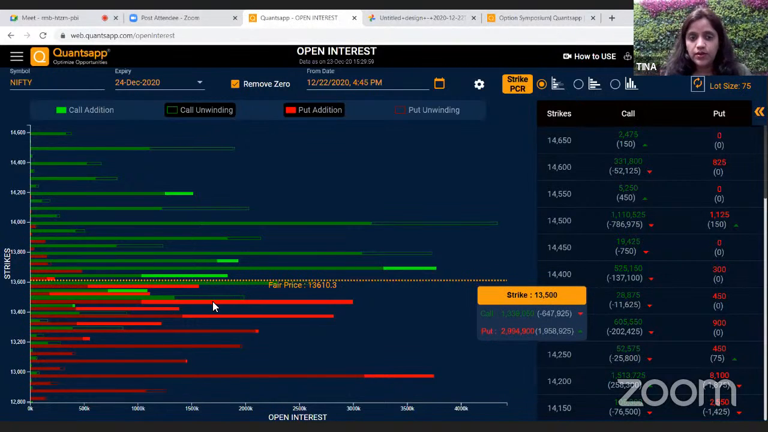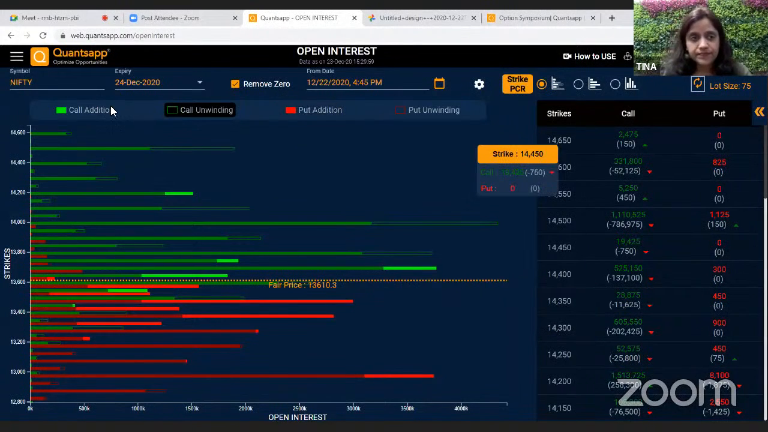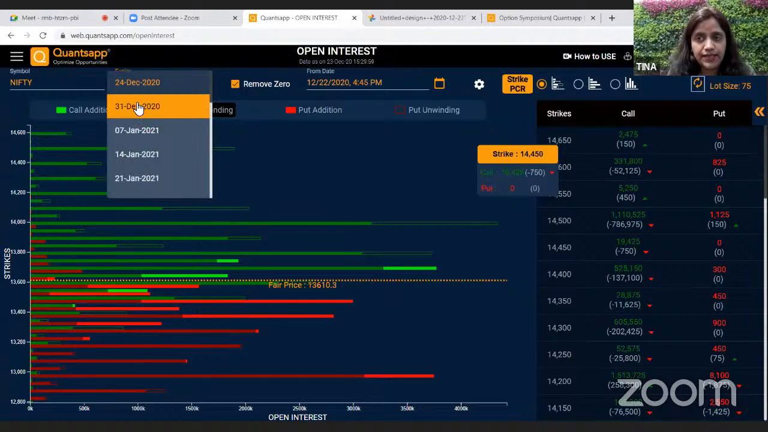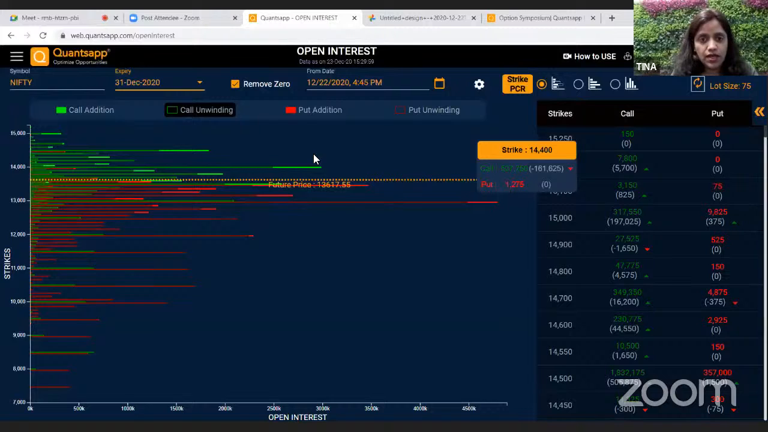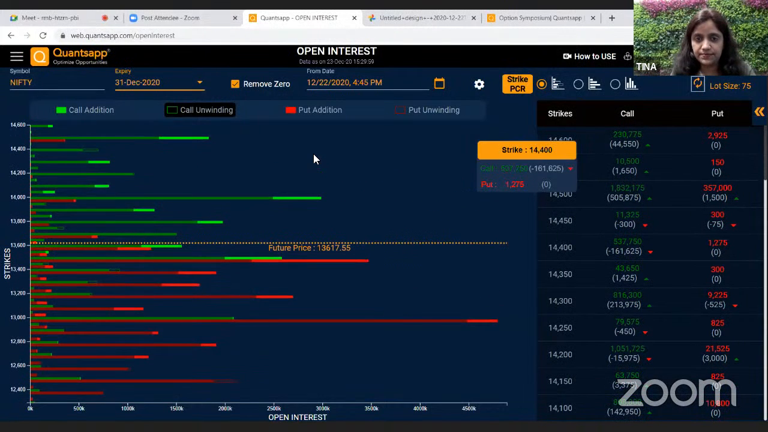Now, considerable put writing was seen in 13,500 P. So that means there is something here. The put writing at 13,500 is a very strong support for the 24th December expiry. Now let's change the expiry. Okay, so now I have 31st December.